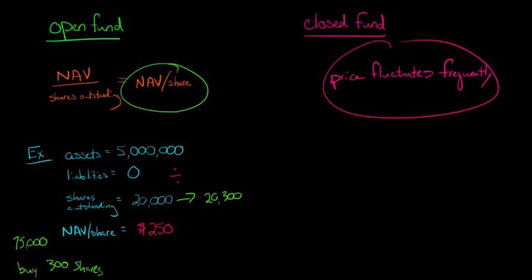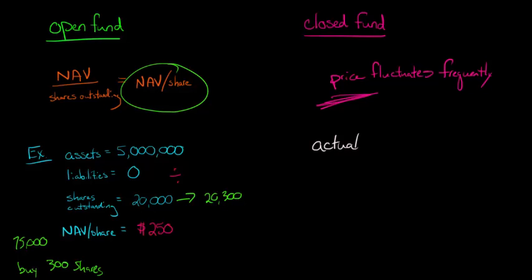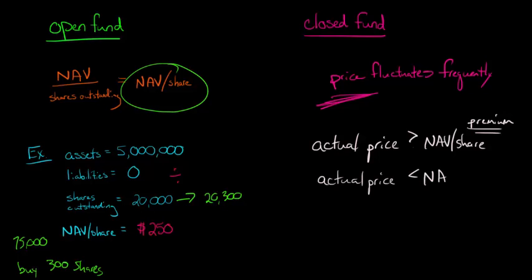A closed-end fund, remember, is on a stock exchange. So this price is changing as buyers and sellers come to different conclusions about what the value of this fund is. In reality, the actual price that you pay for a closed-end fund, you could actually pay a premium, in which case that's higher than the net asset value per share. We say that the closed-end fund is trading at a premium. But if the actual price is lower than the net asset value per share, then we say that the closed-end fund is trading at a discount.